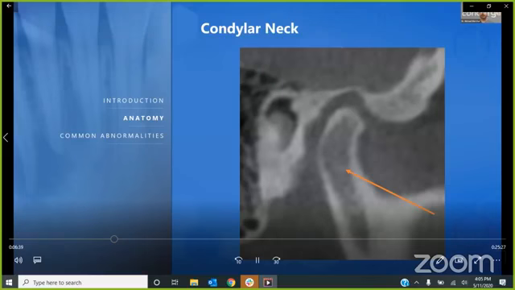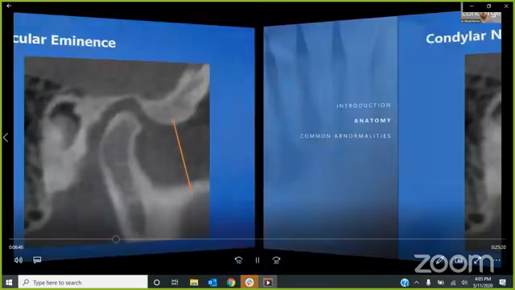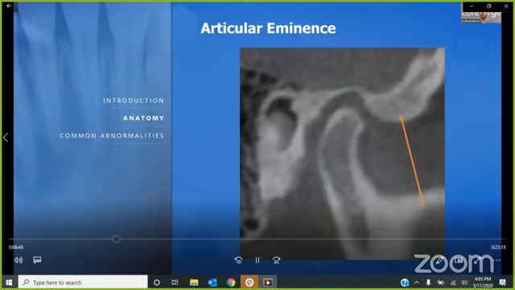You have your condylar neck, of course, connecting the ramus to the condylar head. You have the articular eminence. So this is where the condyle is going to be gliding along with the disc. And in an open position, and you're going to see an example in a minute, when it's in open position, the condylar head is going to sit at the apex of that articular eminence.